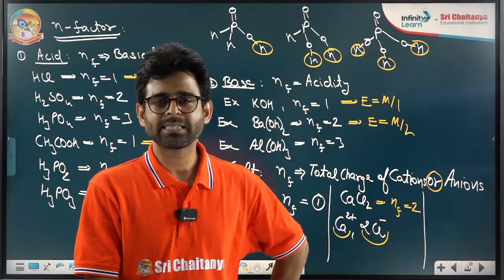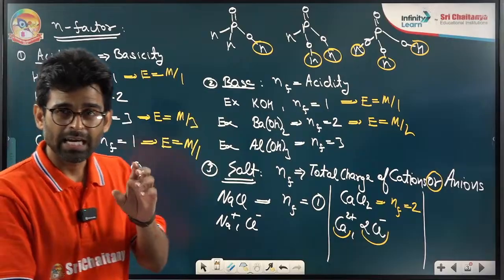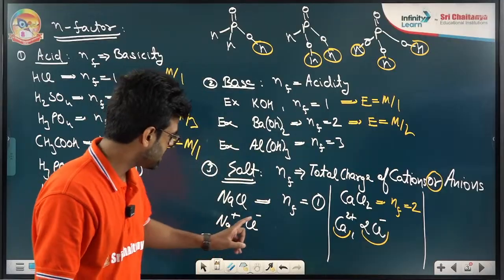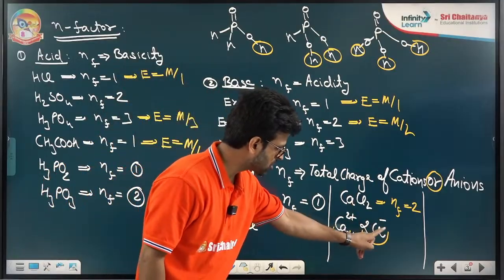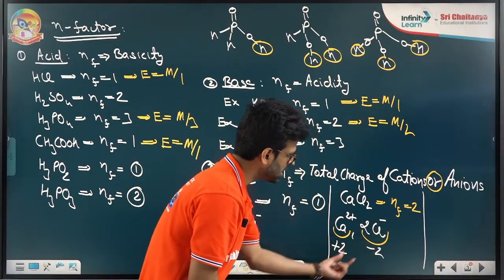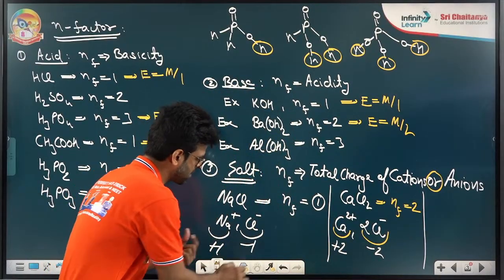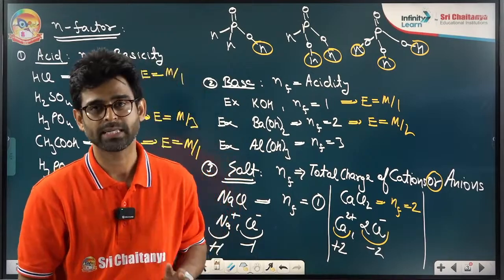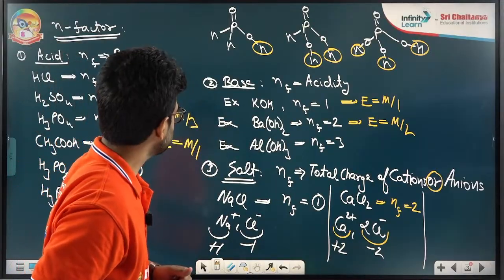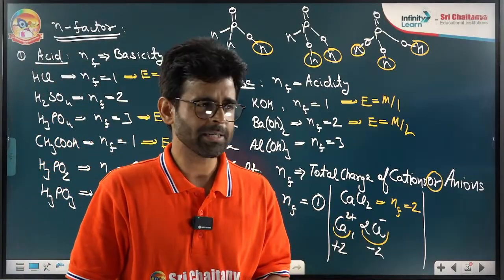Please write up to here. So the N factor of a salt is the total charge of the cation or anion. Don't think only Cl minus, it is Cl minus 2, total minus 2. Here the charge is plus 2, here the charge is minus 2, so you can say 2 is the N factor. Here the charge is plus 1 and here minus 1, so the N factor is 1. You have to take the total charge. I will take one or two more examples, then it will be more clear. Please be clear up to here.